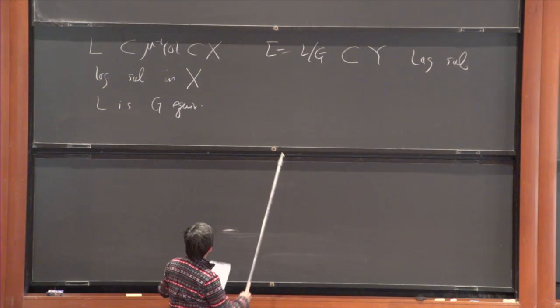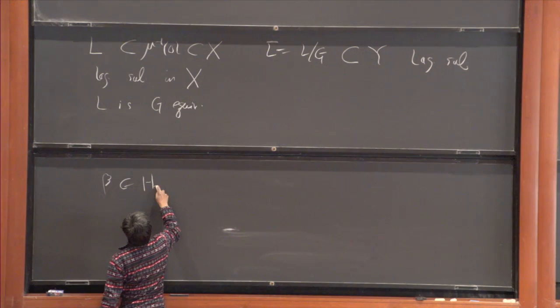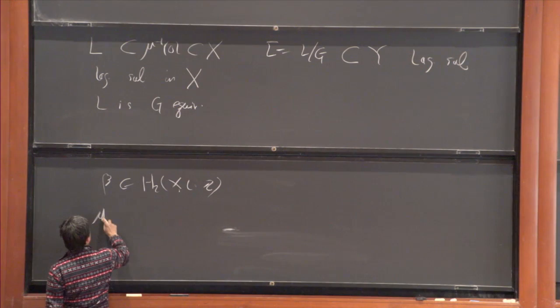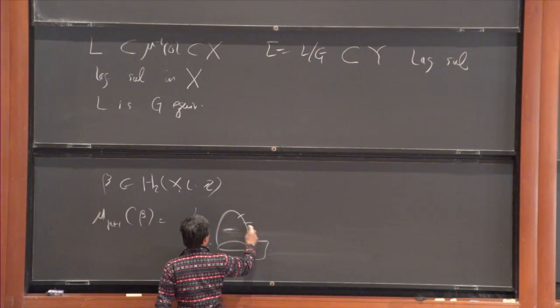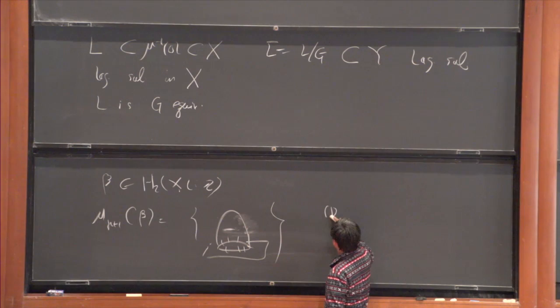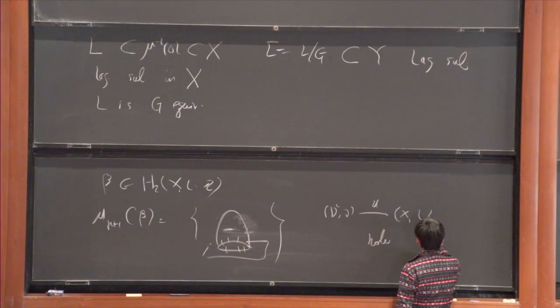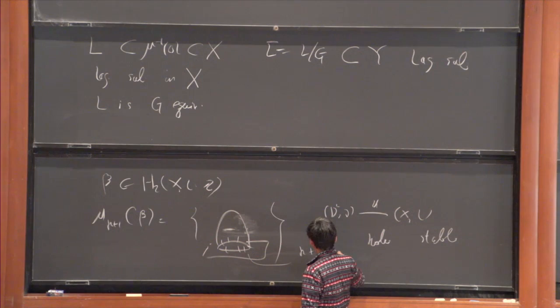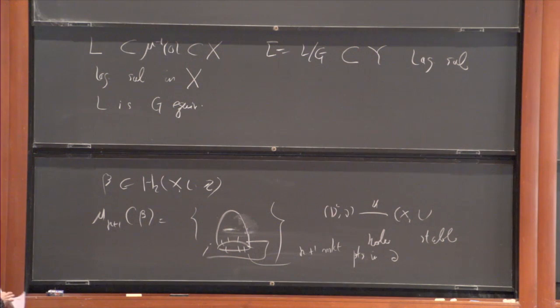So we consider beta in H2 of (X, L), and M_{K+1}(beta) is a moduli space of holomorphic curves, or holomorphic disks. It may have bubbles, and I'm sorry I don't write it precisely, but you have a holomorphic disk to X with boundary in L, it is holomorphic and stable, and we consider K+1 marked points on the boundary. So this is M_{K+1}(beta), and this is what we usually use to study Gromov-Witten theory.